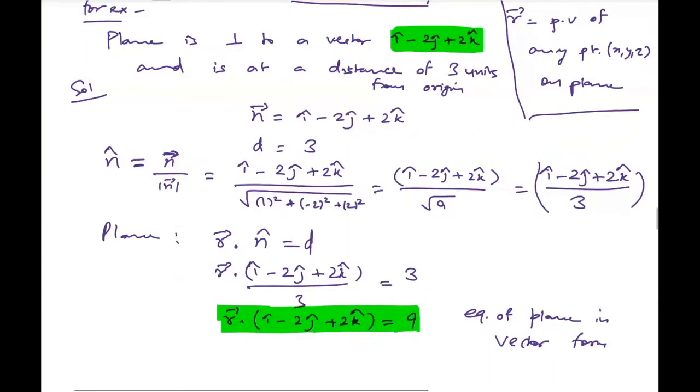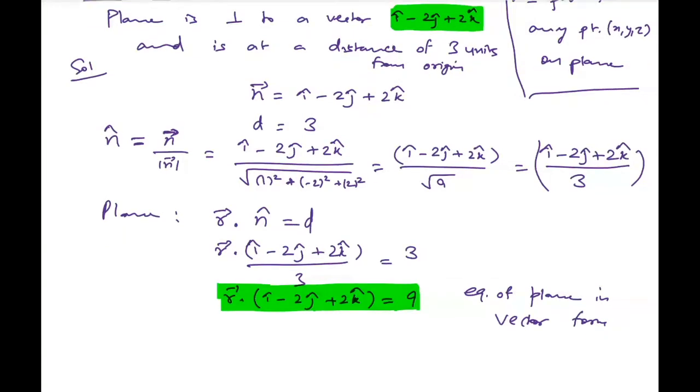Now suppose we need to convert this into Cartesian form. What is r vector? I told this again today also. Anyone? Sir, general point on the plane. In fact, it is the position vector of a general point on the plane. So on the plane we will have a general point xyz, and its position vector is nothing but xi plus yj plus zk. So just replace r vector by xi plus yj plus zk.